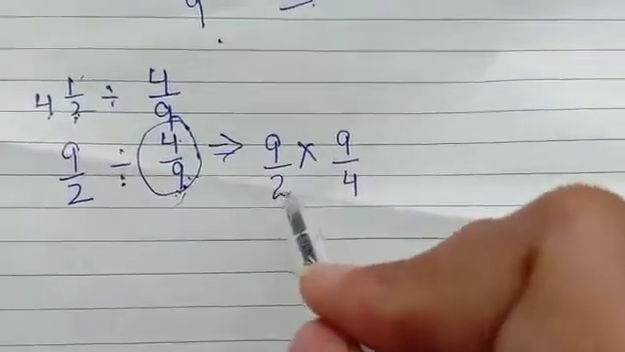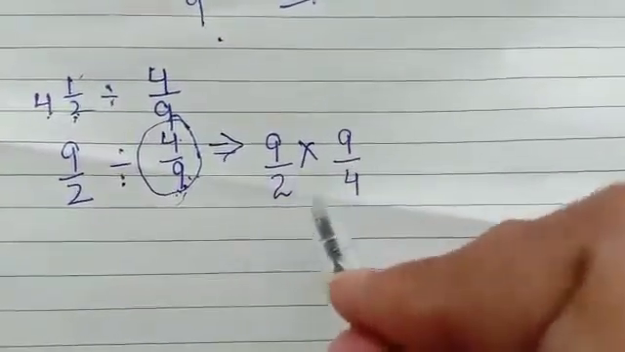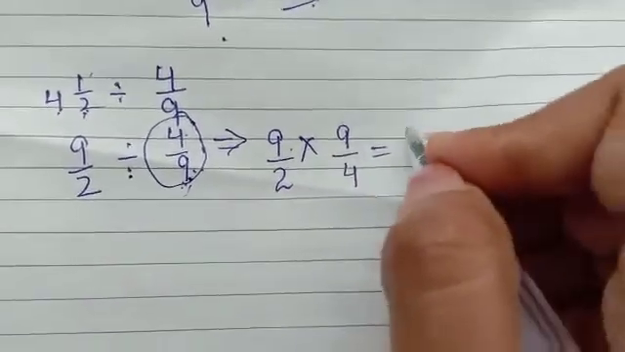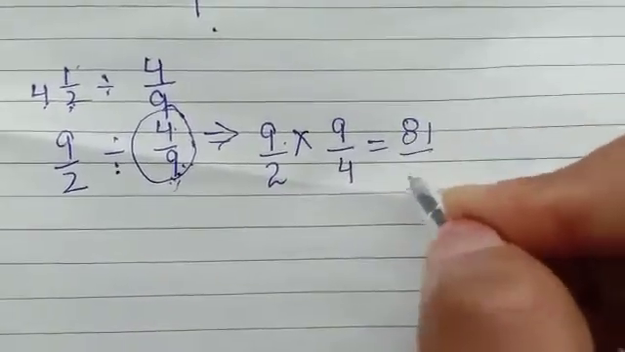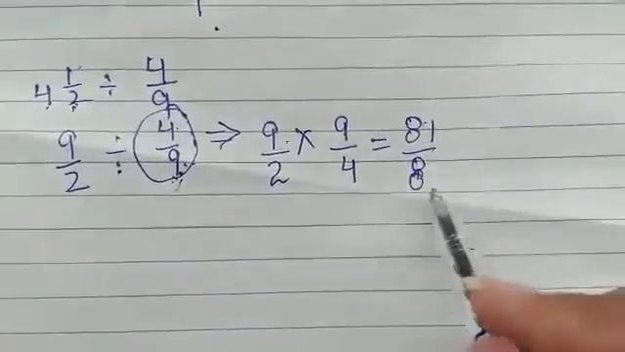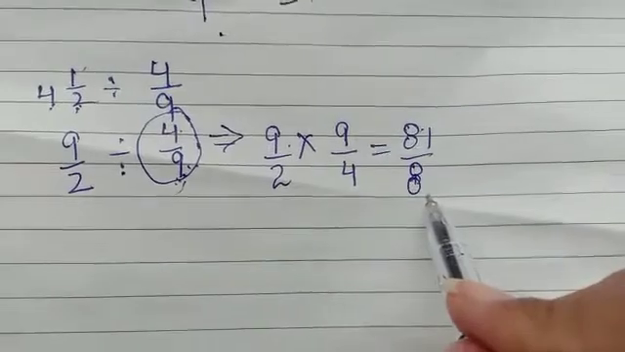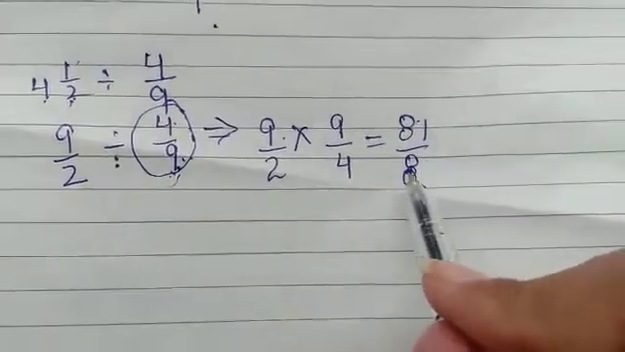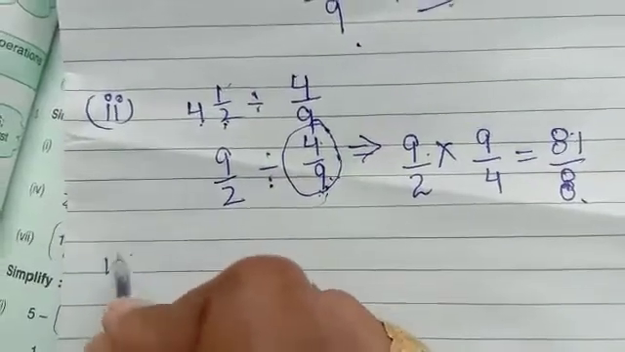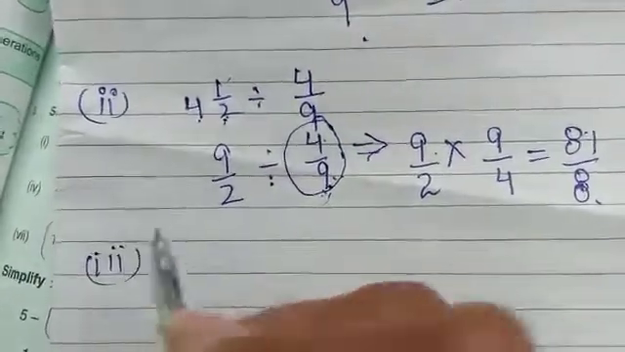Now check, can any number be cancelled? No, we can't. So multiply it. 9 9s are 81 over 4 2s are 8. Whether you can write it like this or you can write it as a mixed fraction also by dividing with 8. So next question is question number 3.